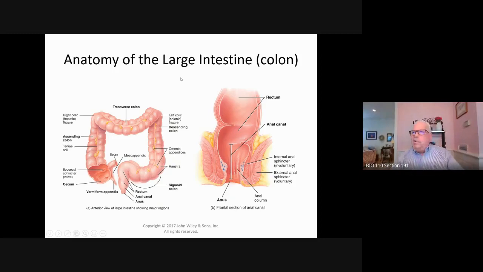What happens to the other 10% of liquid? The other 10% of liquid is absorbed by the large intestine. So 90% of everything is absorbed. Nutrients and liquid is absorbed by the small intestine, and the remaining 10% of liquid is absorbed by the large intestine.